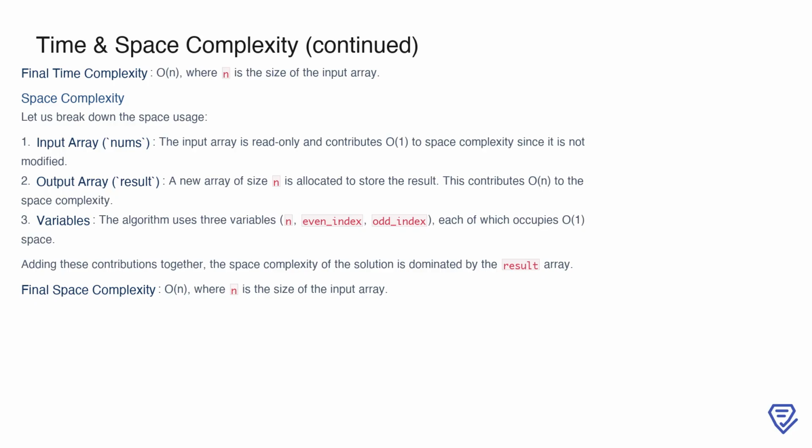Additionally, we use a small number of variables, such as n, even_index, and odd_index, each of which takes constant space, O(1). When we add these together, the dominant term is the result array, which requires O(n) space. Therefore, the total space complexity of the solution is O(n). This means the space usage scales linearly with the size of the input array.